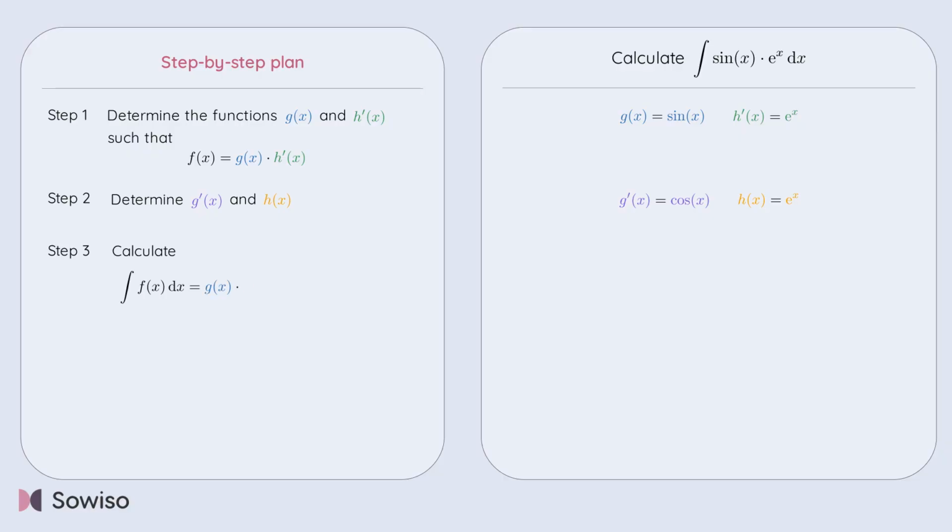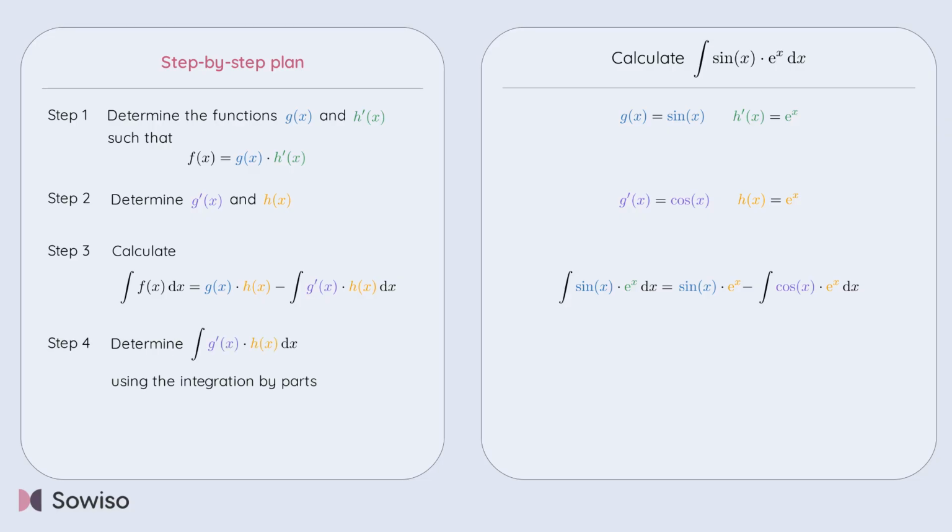Step 3. Use the integration by parts formula to find the integral of f of x. We substitute g, h, and g prime into the formula. That gives sine of x times e to the power of x minus the integral of cosine of x times e to the power of x.